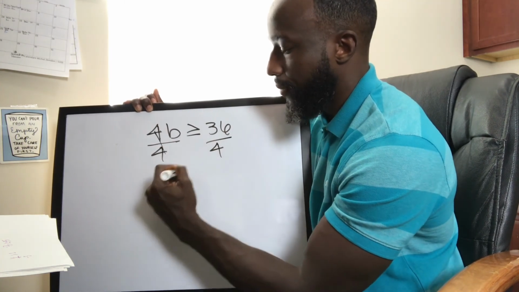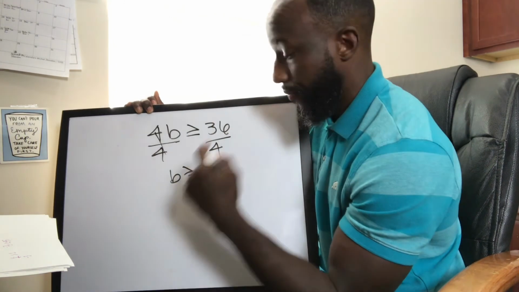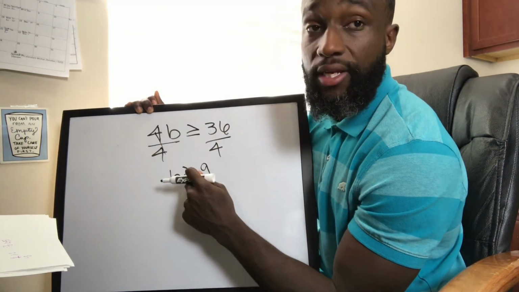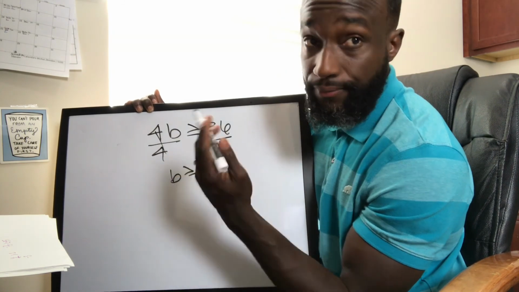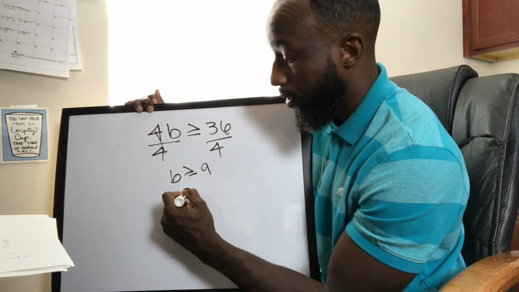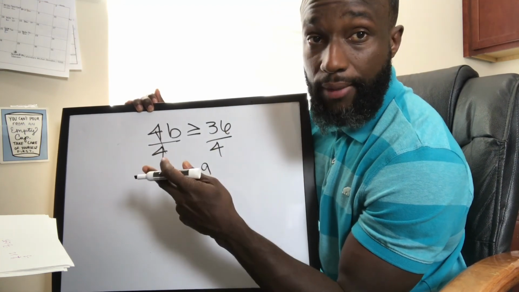Division. So it's going to be b is greater than or equal to 36 divided by 4, which is 9. Okay? b is greater than or equal to 9. Because of this equal sign, is it an open circle or closed circle? Closed circle. And am I going to the left or to the right?